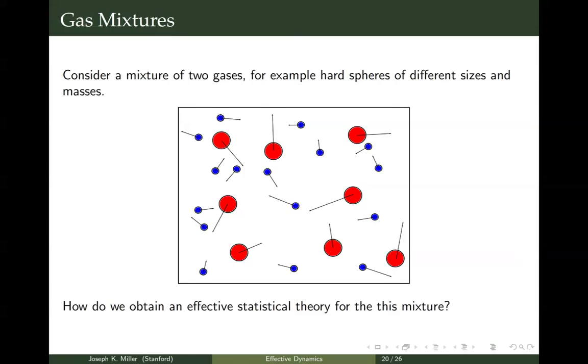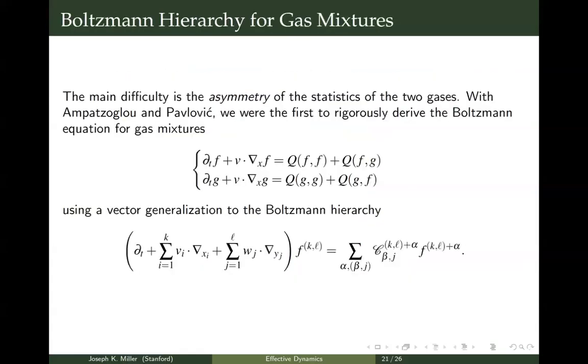So it turns out that the issue here, why this is hard to phrase, is there's an asymmetry in the way the blue particles and the red particles behave. So it's hard to find a theory that will encompass both. But it ends up you can do this. And so what you get at the end, if you work very hard, is a generalization of the Boltzmann equation for mixtures, which was written down in the literature.